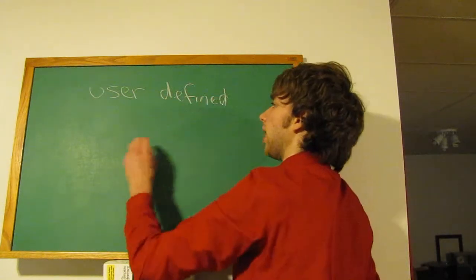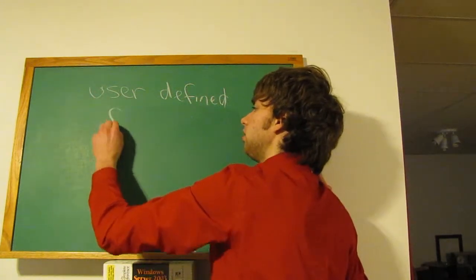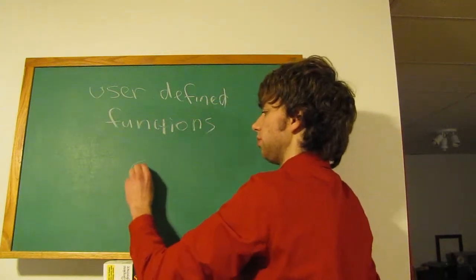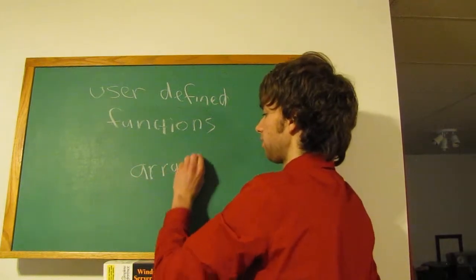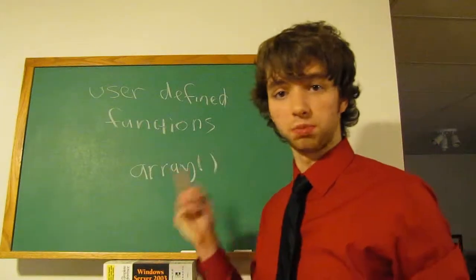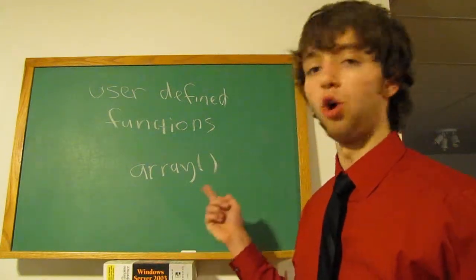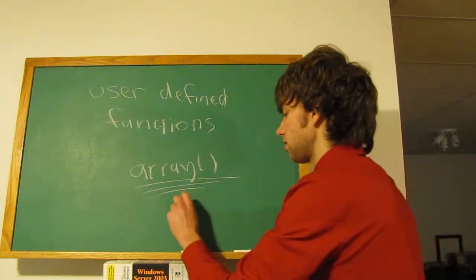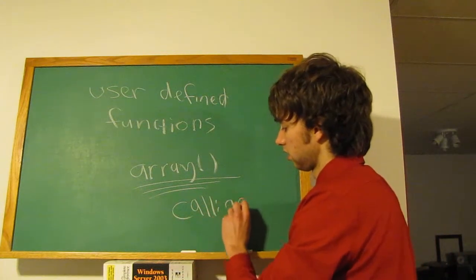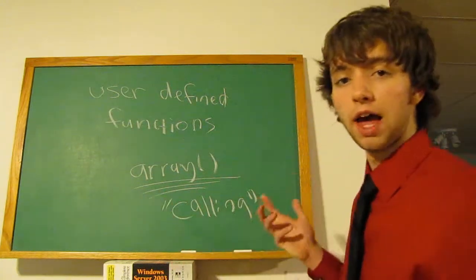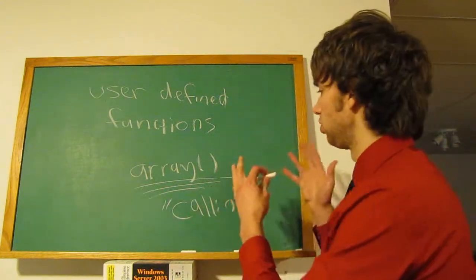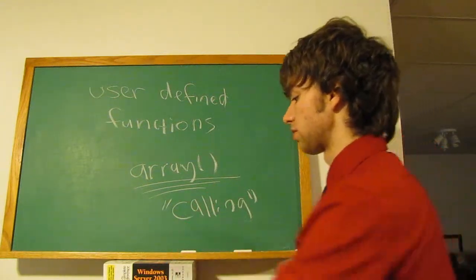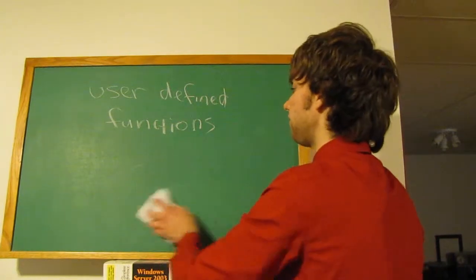So just like with arrays, we could create our own arrays, but we can also create our own functions. For example, the function array was not user-defined, it was predefined because we did not create it. All we did was call it. So when you see this right here, this is known as calling the function. That means it's going to do the code that the function is programmed to do. Alright, so now let's talk about creating functions.